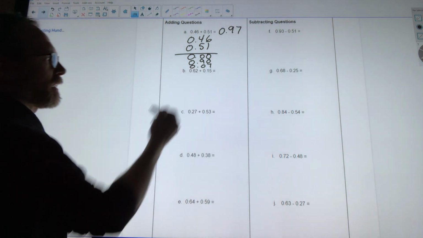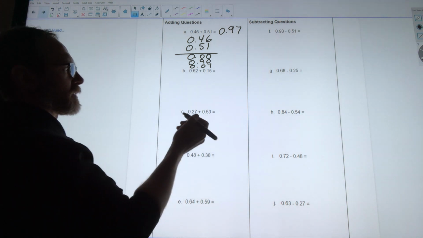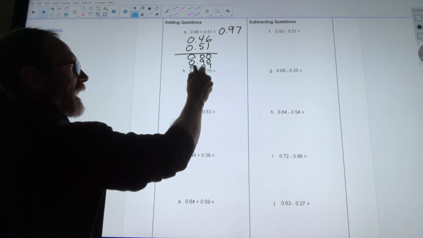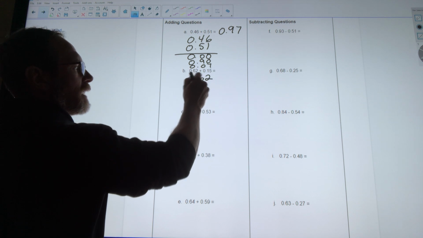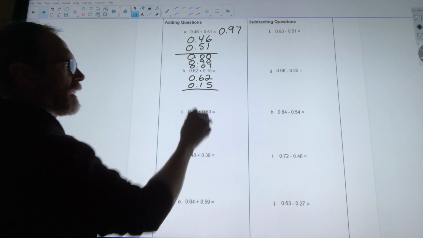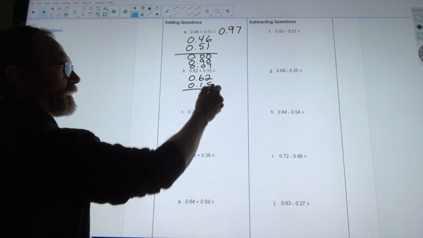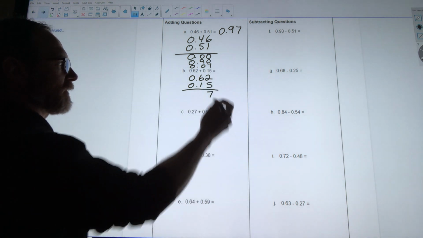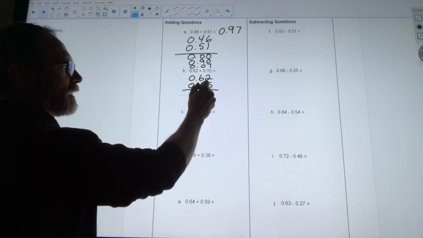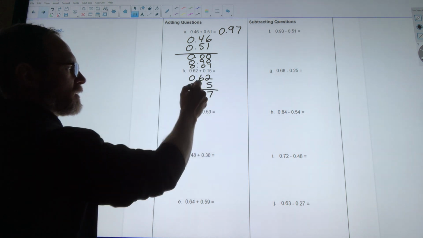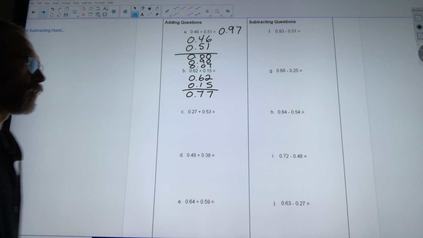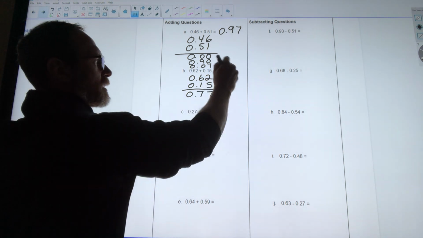If I'm looking at B, 62 hundredths plus 15 hundredths, I can stack that one. And I don't think I actually have any carrying to do. If I have 2 and 5 in the hundredths place, that's 7. 6 and 1 in the tenths place, that's another 7. 0 and 0 in the ones place, that leaves me with 0.77.